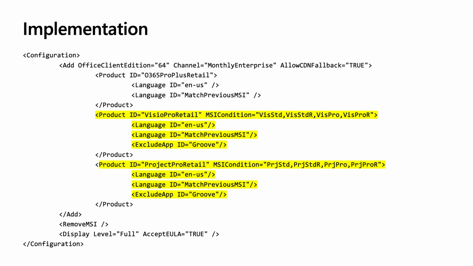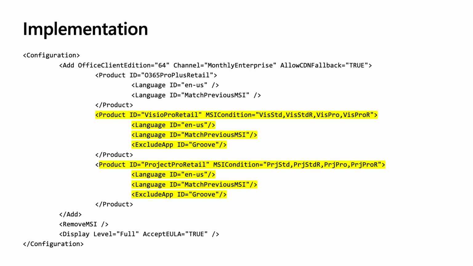But we add a condition. We add the condition that only install the subscription version of Visio when previously the MSI version of Visio Standard Retail Media, Visio Professional, or Visio Professional Retail Media was on the box. And then the same repeats for Project. So the setup will install Project, but only if previously there was a matching MSI product installed. So that's a feature from Remove MSI.